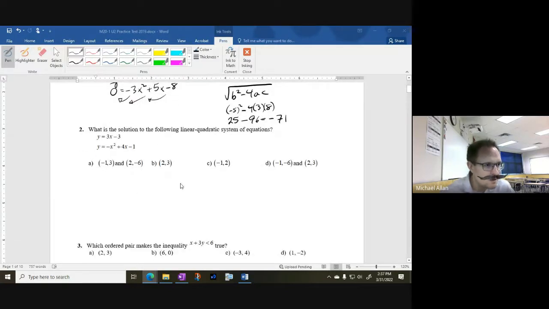Here we want to know which of the following are solutions. So technically, again, I could just graph these two, find the intersection points, and see what the solutions are. Or I can do this by system of equations, by elimination or substitution, which I'm going to do here. So I'm going to go.